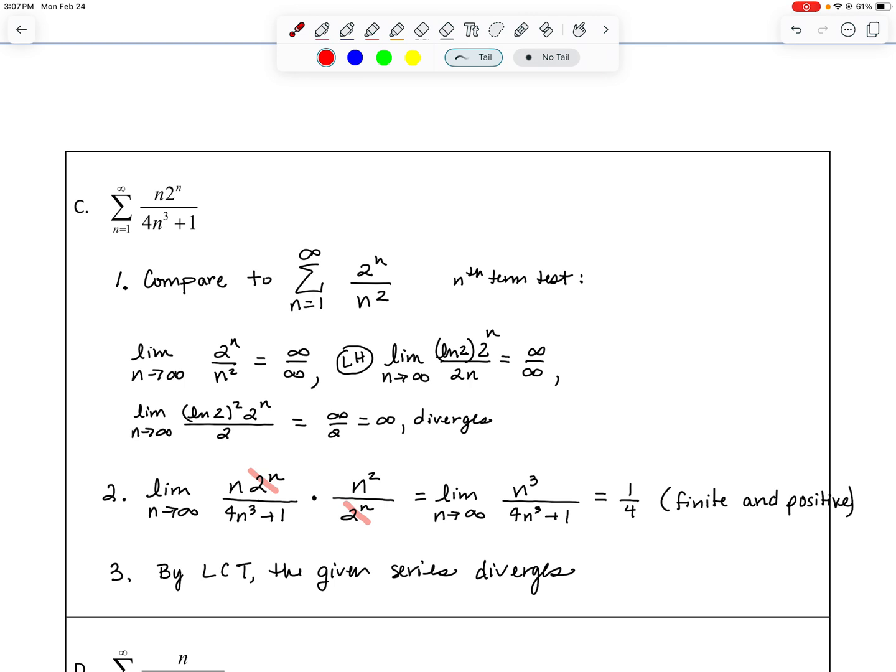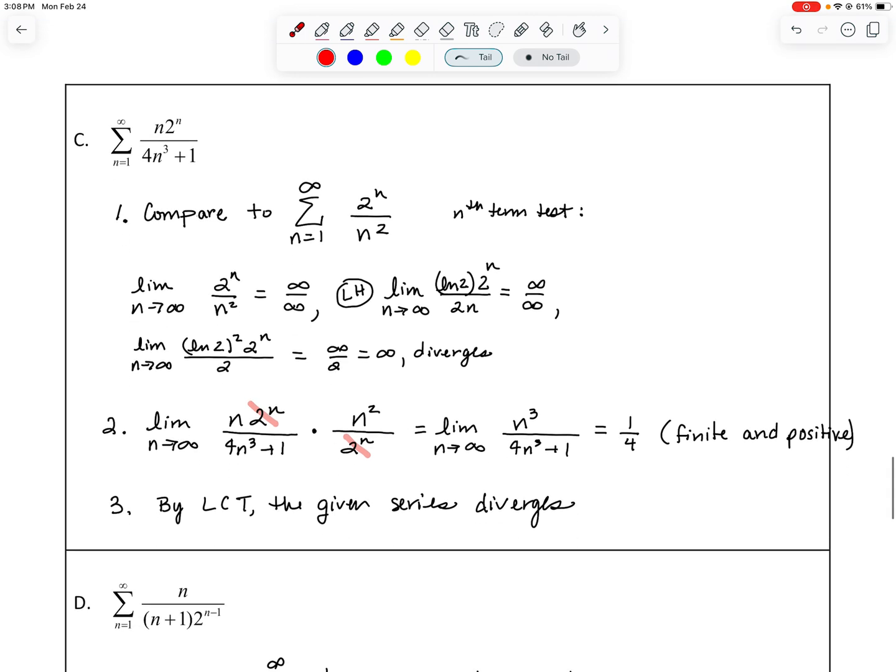So when you plug in infinity, you get infinity over infinity. So I have to use L'Hopital's rule. So I'm taking the derivative of the top and the derivative of the bottom. I still get infinity over infinity. So I'm going to do L'Hopital's rule again. And when we do that, we just get the number 2 in the denominator. And that ends up being infinity over 2, which is infinity, which diverges.